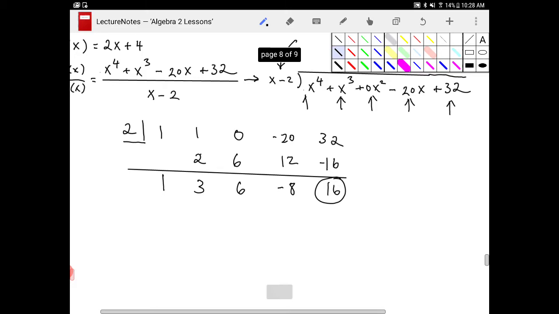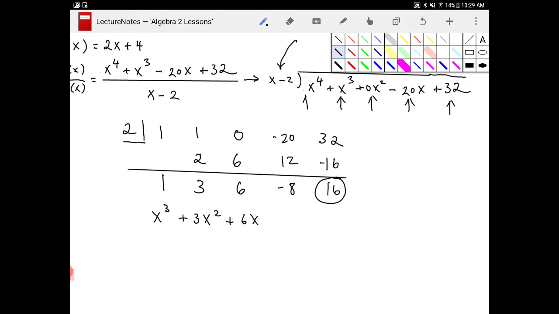And how do we interpret this? This is going to be x to the third plus 3x squared plus 6x minus 8 plus a remainder of 16, so it's plus 16 over x minus 2.